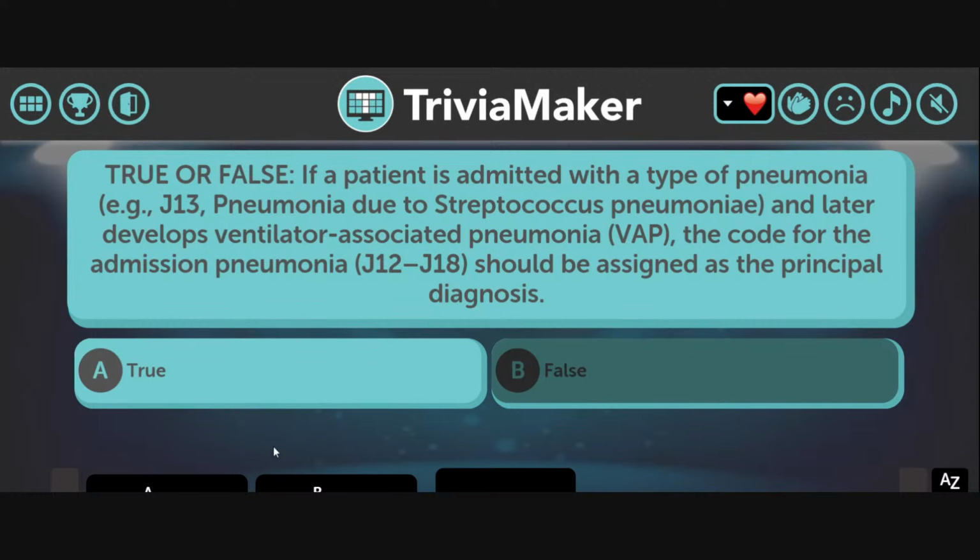So this one is going to be true. So when a patient is admitted with one type of pneumonia and it develops to specifically ventilator associated pneumonia, you are still coding the first type of pneumonia they came in with as the principal diagnosis. Yes, that one was a little bit of a difficult one. And again, I will reference the exact guidelines so you can go back and look at it word for word just to get a little bit more practice. But yeah, these chapter 10 through 14 have some difficult ones there, but that's okay.